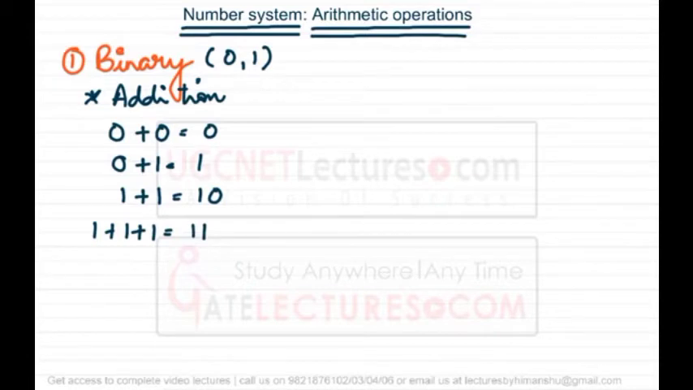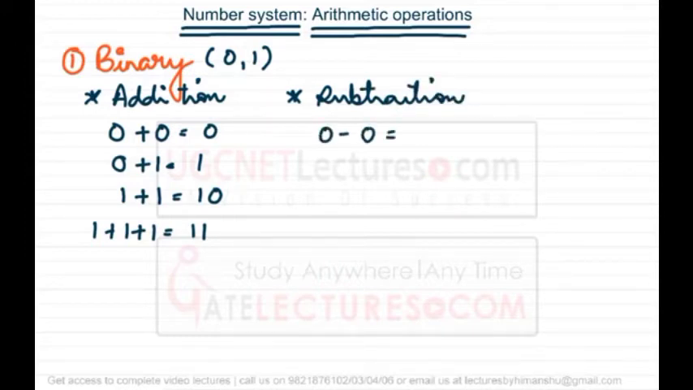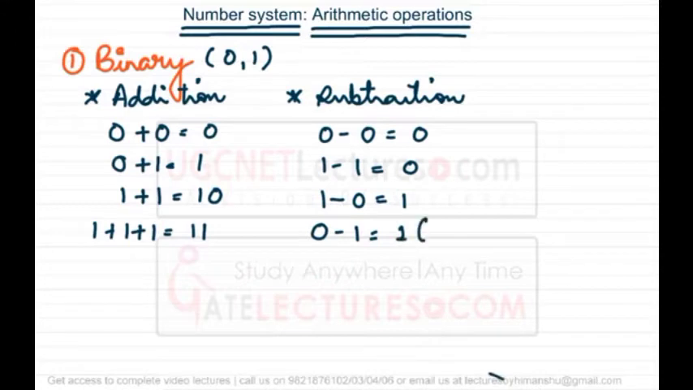Also, you know about the subtraction. 0 minus 0 is going to be 0. 1 minus 1 is going to be 0. 1 minus 0 is going to be 1. But 0 minus 1 is going to be 1 with a borrow of 1. Now what does this mean? You were supposed to subtract 1 from nothing. So you borrowed something.